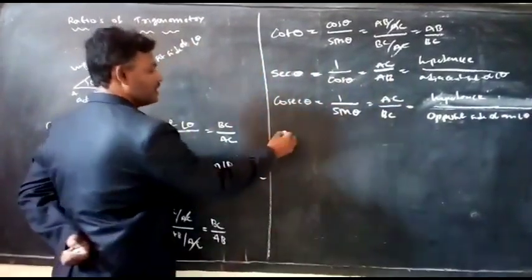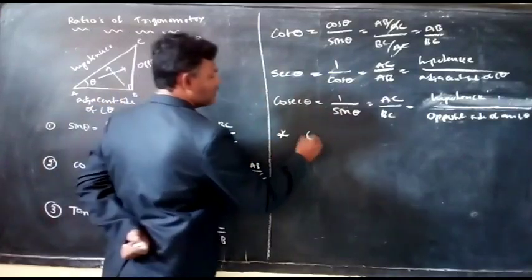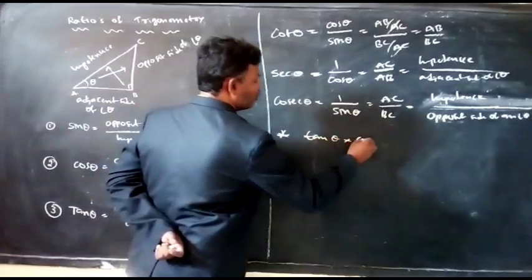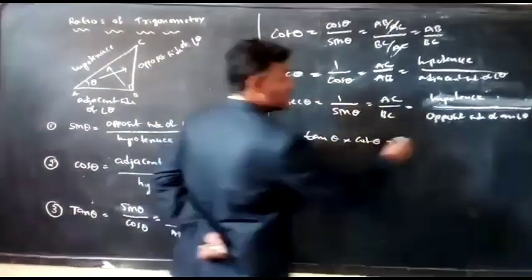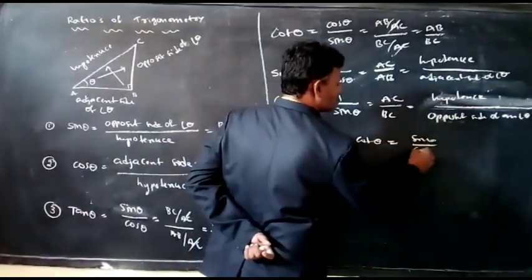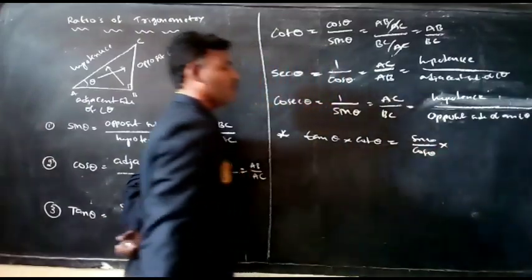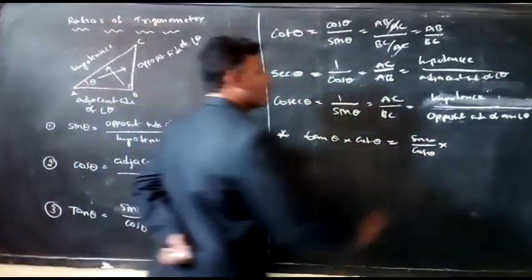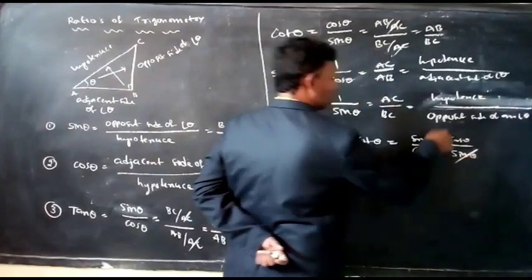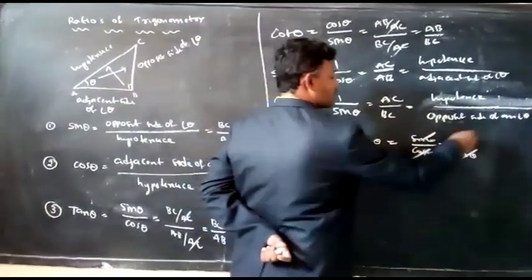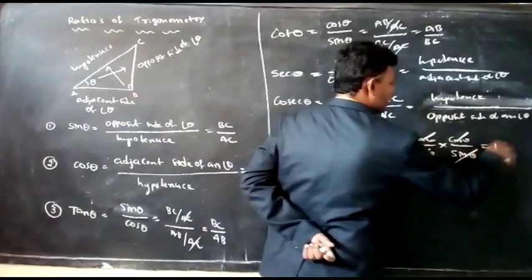From this we can write tan theta into cot theta is equal to, what is the formula of tan theta? Sin theta by cos theta, into, what is the formula to find cot theta? Cos theta by sin theta. Sin theta gets cancelled. Cos theta gets cancelled. So what is the answer? 1.